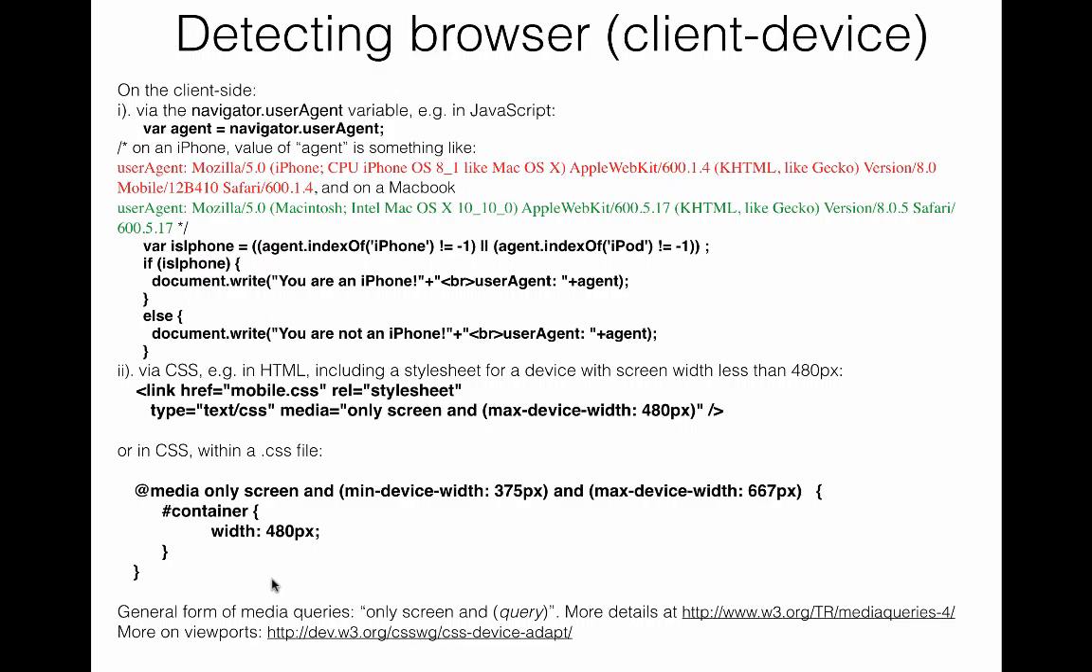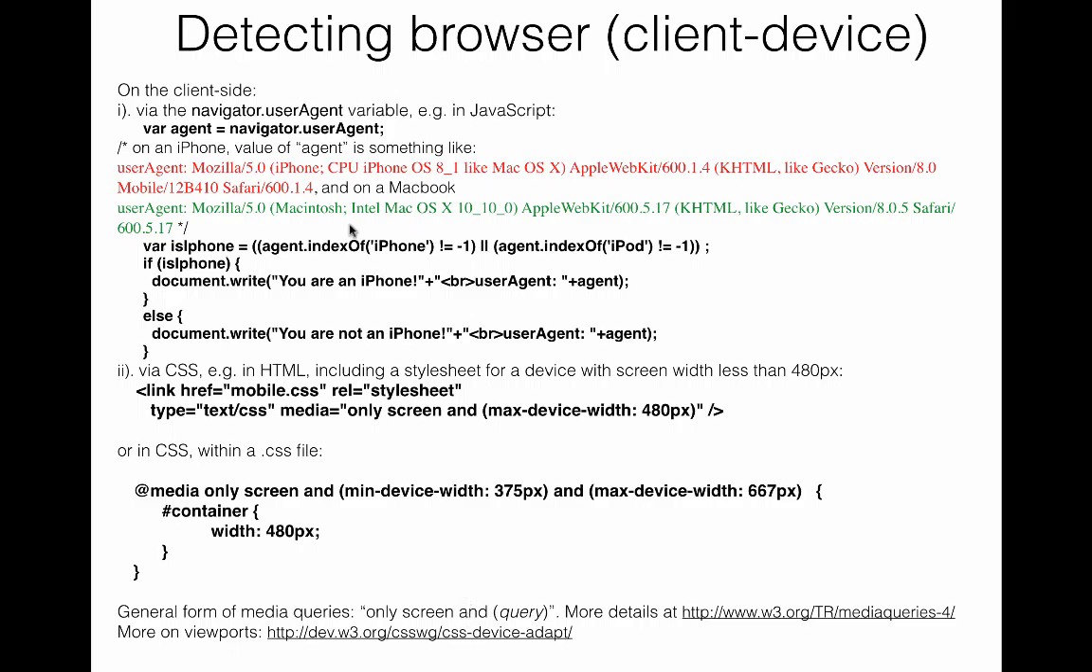So this is the general form of media queries. The screen and query is actually that part here, the specification of the parameters of the device. And certainly there are more details about these @media rules that you can use, with some information about adapting CSS rules according to the device.